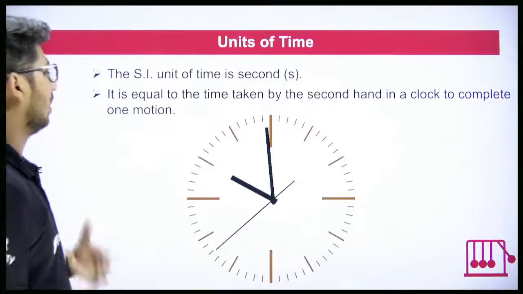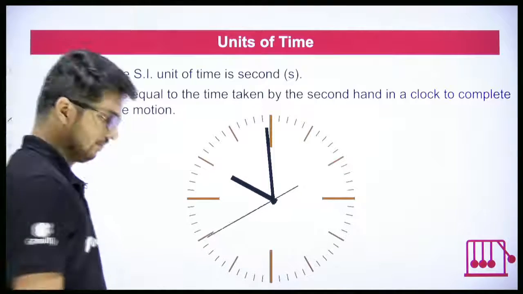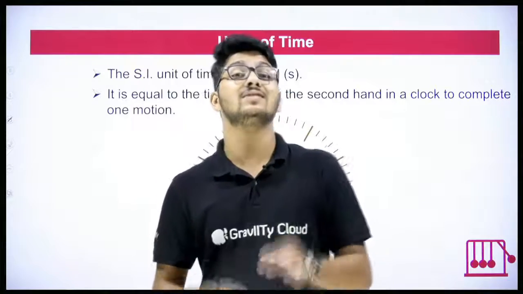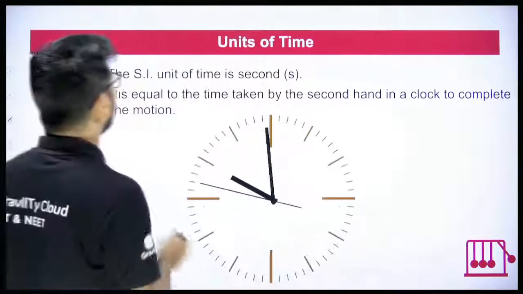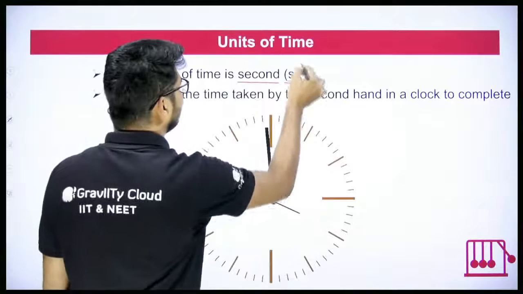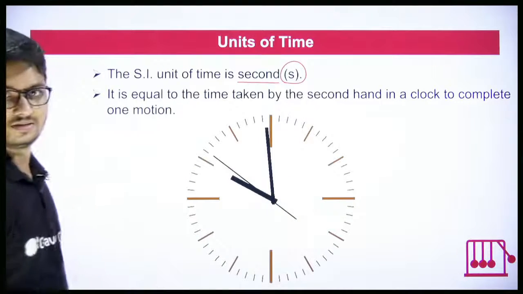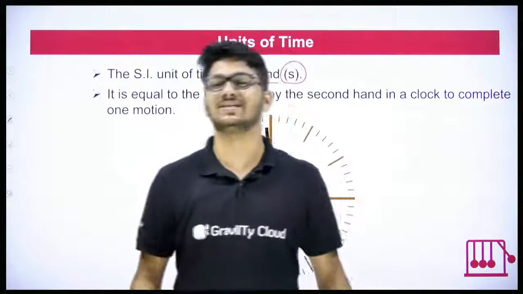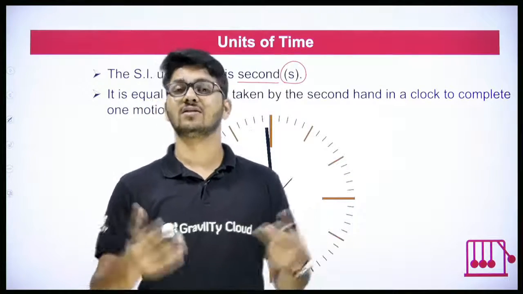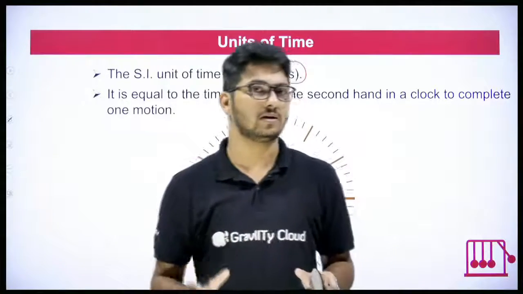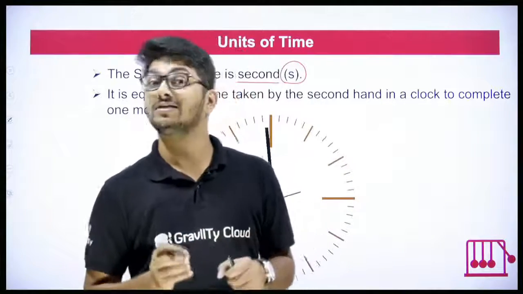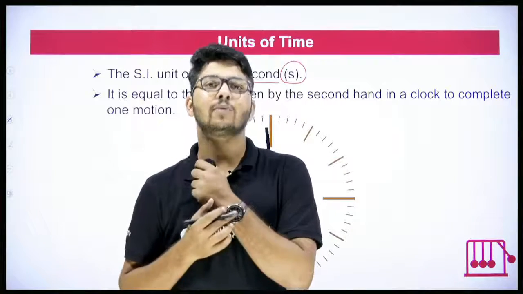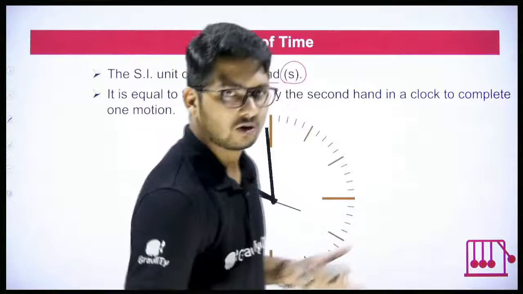Right. So now when we talk about the units of time, very important, the SI unit of time is second. The symbol is small s. So you can write time as 2 seconds, 10 seconds, 15 seconds, 100 seconds, 1000 seconds, depending on the time interval. And do you know what 1 second is?